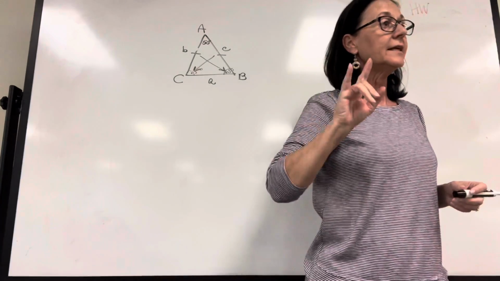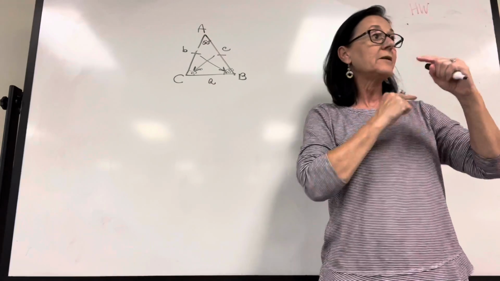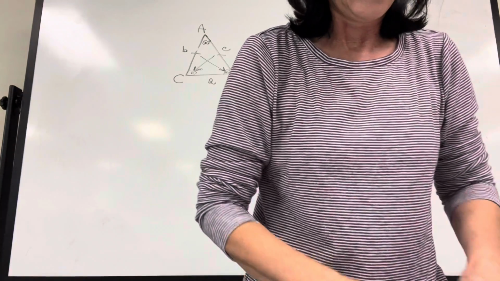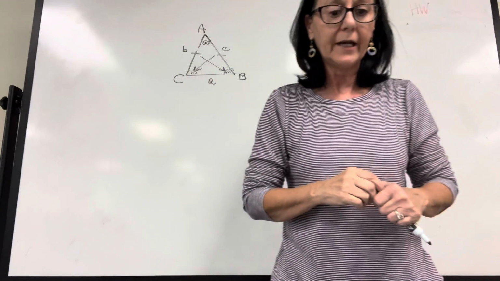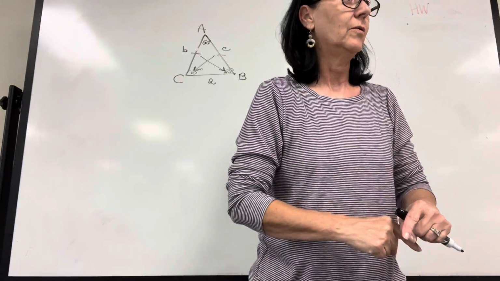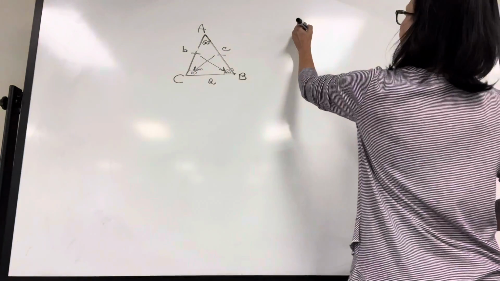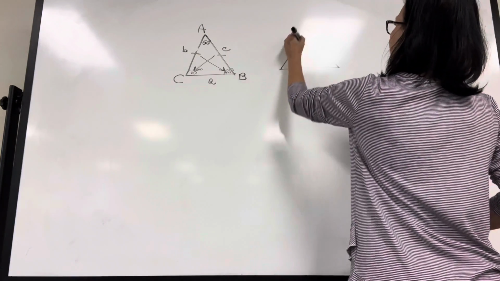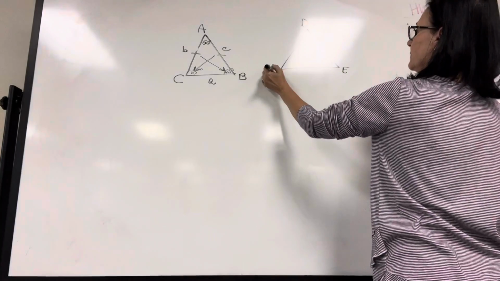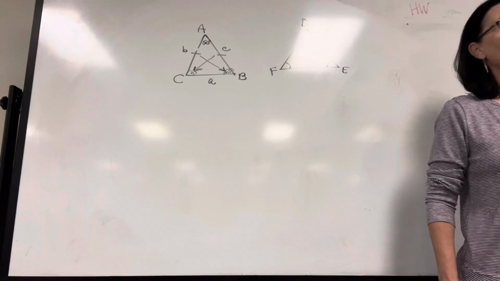So isosceles triangles, their sides opposite are going to be equal, right? And that is Theorem 9. If two sides of a triangle are equal, then the angles opposite them are also equal. Okay, the inverse is also true. If I have a triangle and I tell you that those angles are equal, then what can I know?